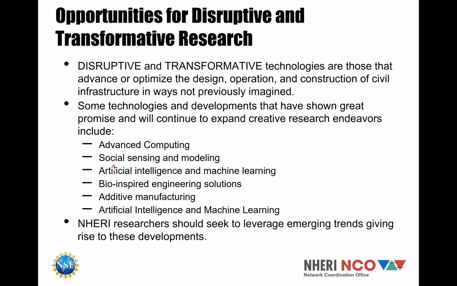Social sensing and modeling, something that needs to be developed. And again, as an engineer, I'm not sure how one does this. But social scientists can look at how they monitor social attitudes, how they model that as part of a hazard modeling or a vulnerability modeling. AI and machine learning have now become mainstream.